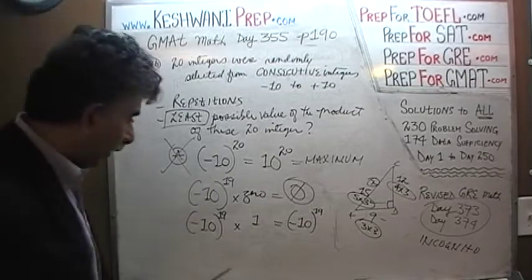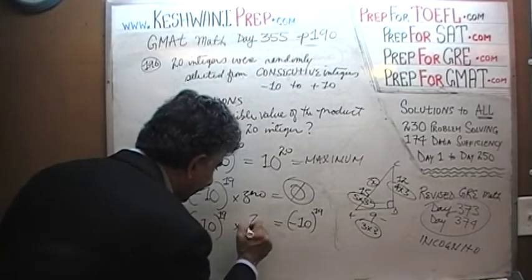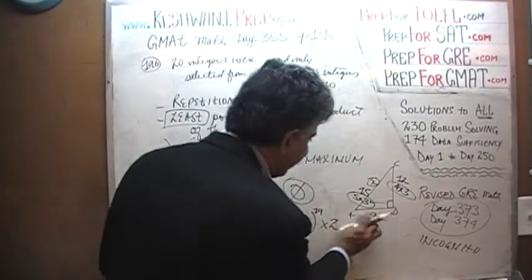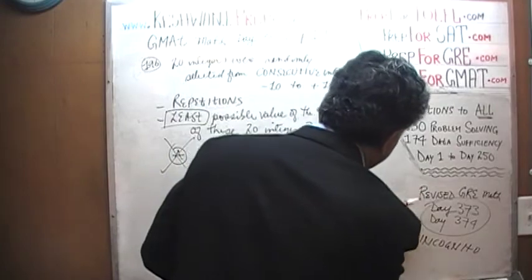Why stop at 1? Why not have our 20th integer as a 2? In which case, this is going to be twice as much. I'm going to erase this part. We don't need any of this anymore.